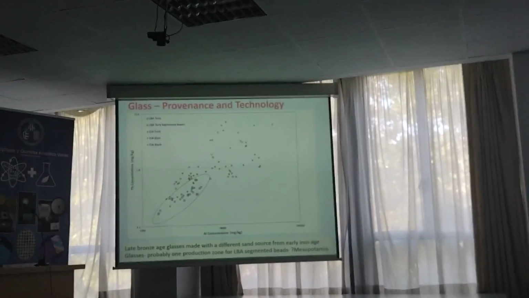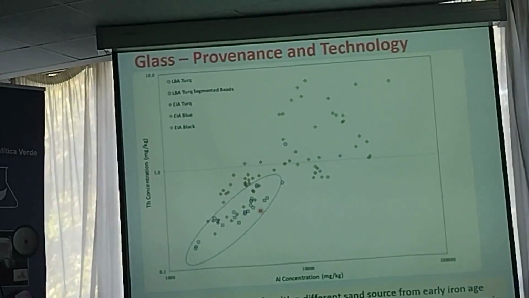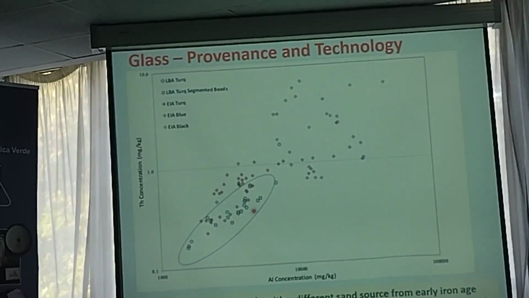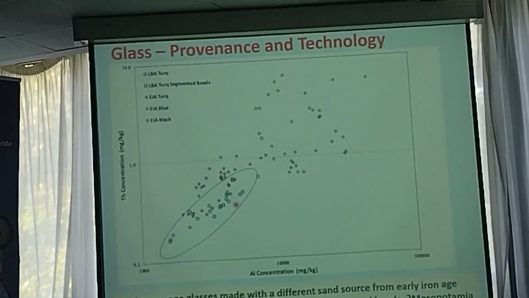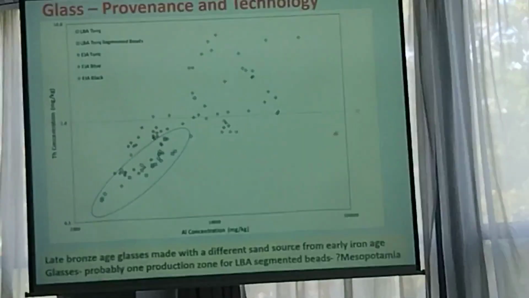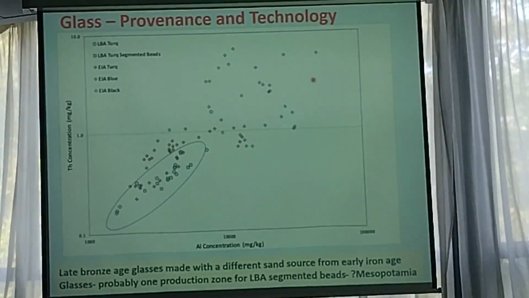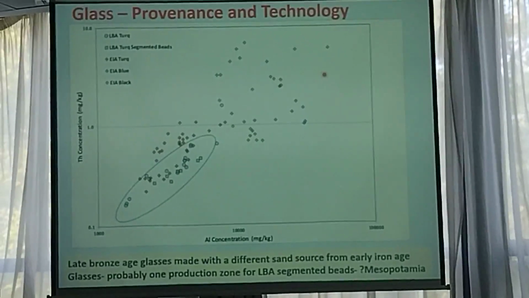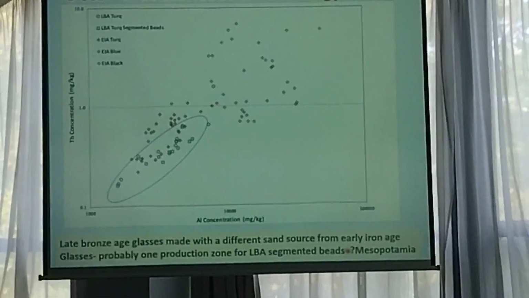So one of the things that we can say for this particular colour and type of bead is that there is a continuity of the technology and the sources of material between the Late Bronze Age and the early Iron Age. But for some of the other colours in the early Iron Age, they have a very different chemistry. And in fact, Julian, I'm not so convinced, but Julian's quite convinced that they were probably from Mesopotamia.